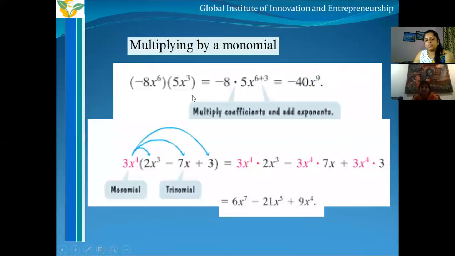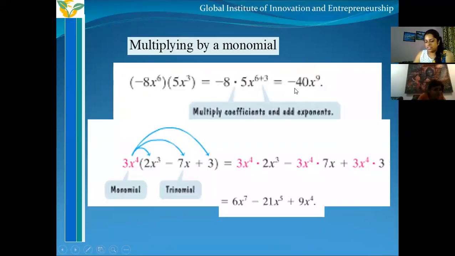So in this, minus 8x raised to 6, 5x cube I have given in the second bracket. So you can all ask me, ma'am, these are what? Unlike terms, because x raised to 6, x raised to 3, correct? But multiplication and division of unlike terms is possible. But in case of like terms, only addition and subtraction is possible. So minus 8 into 5 is what? Minus 40, because plus into minus will give us what? Minus 40. X raised to 6 plus 3 will give us what? X raised to 9. So how did you get to know this?